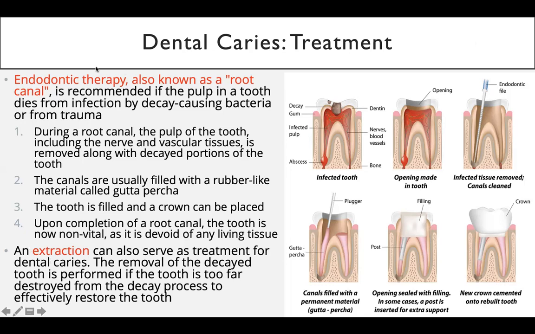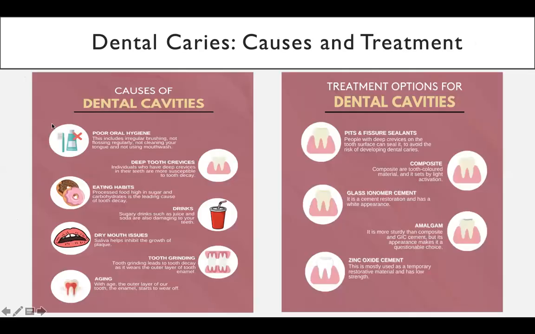Extraction. Now finally, an extraction. If the teeth are in too bad a condition, so severe, then an extraction can also serve as treatment for dental caries. The removal of the decayed tooth is performed if the tooth is too far destroyed by the decay process to effectively restore it. So now we have causes and treatment. Left side causes already studied, right side treatment already studied, and this is for revision for you guys.